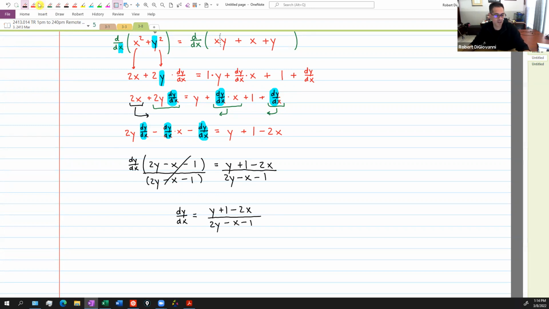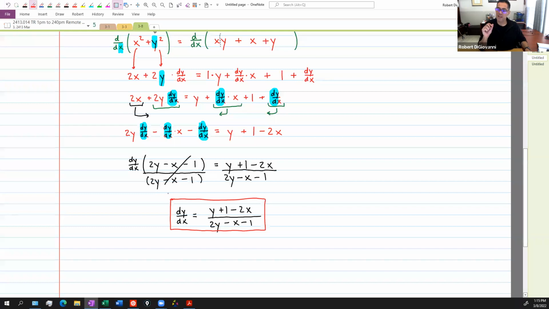And don't start doing things like, oh, I'm going to cancel the y. You can't do that, right? Everything is separated by addition and subtraction, so you can't do that algebra there. That's wrong. So that's it. That's our derivative of y with respect to x.